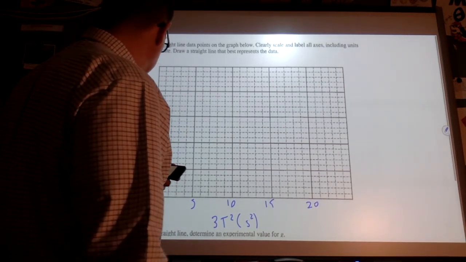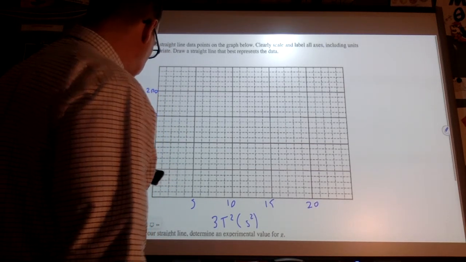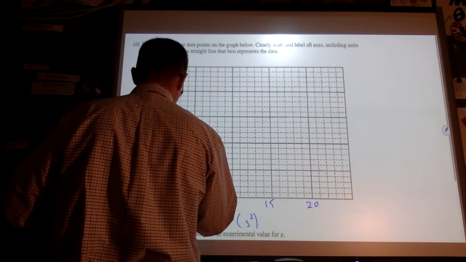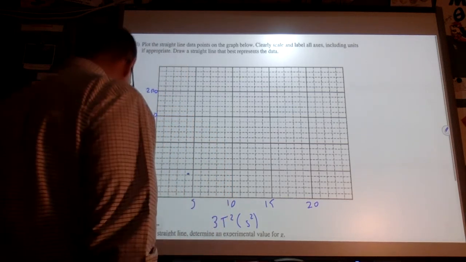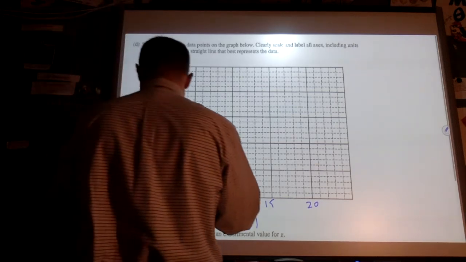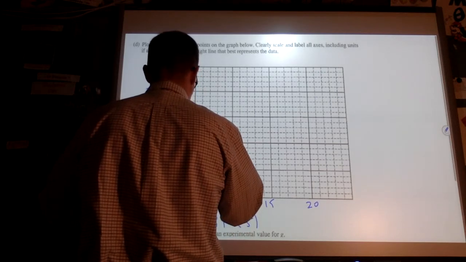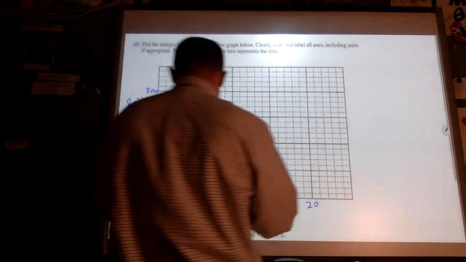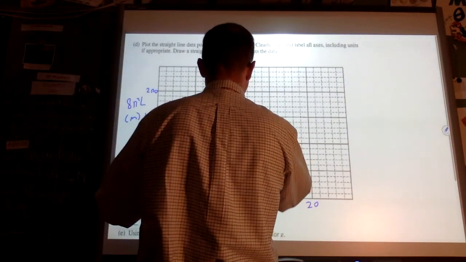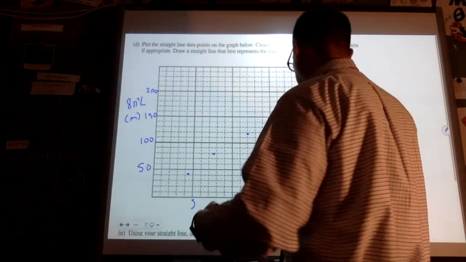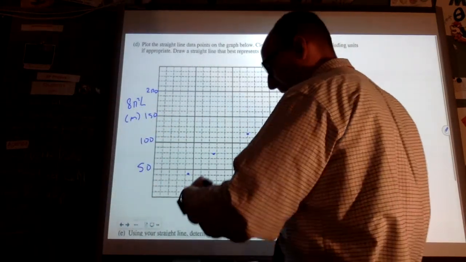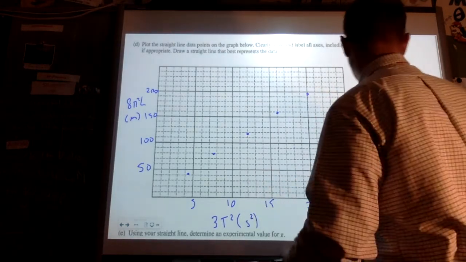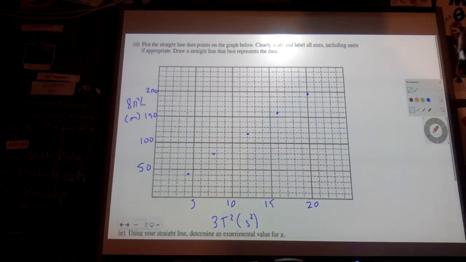All right, so I'm going to plot it. And I have 4.3 and 40. I have 7.7 and almost 80. I have 12 and almost 120. I have 16 and almost 160. You can see how easy they made the numbers. And 20 and almost 200. Very linear. All right, now they want us to solve for G.